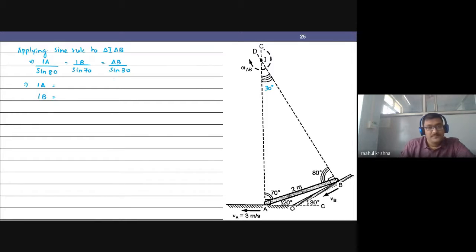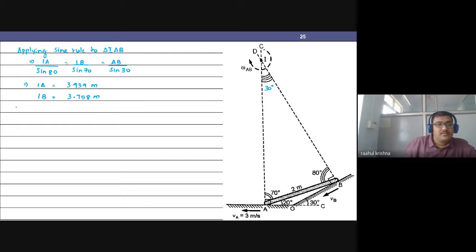Value for IA. How much time do you need to compute this? So I have found the lengths IA and IB.